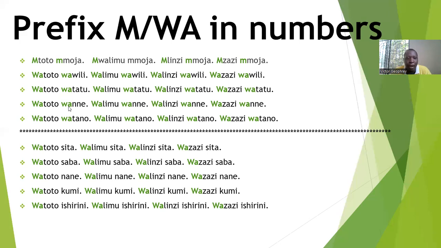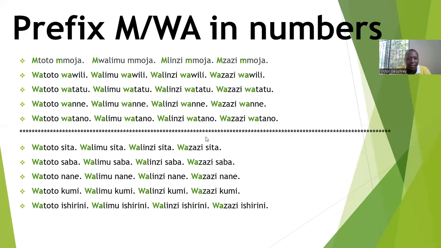Nne, just add wa, it comes wanne. Tano, just add wa, it comes watano. Up to here. You see, take a note over here. Watoto watano, walimu watano, walinzi watano, wazazi watano. Watoto wanne, walimu wanne, walinzi wanne, wazazi wanne. Watoto watatu, walimu watatu, walinzi watatu, wazazi watatu.